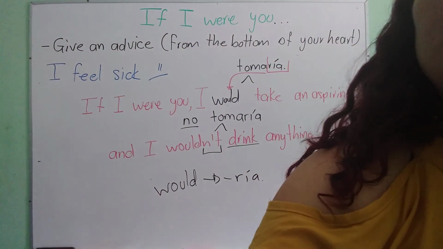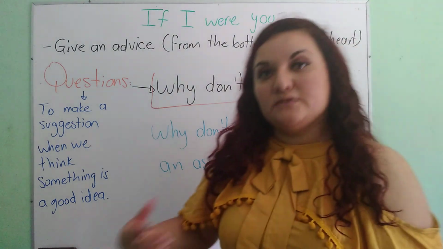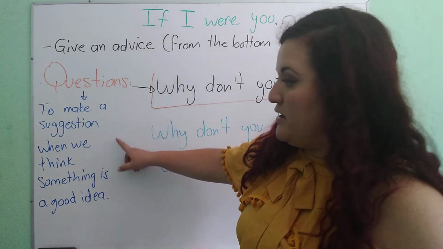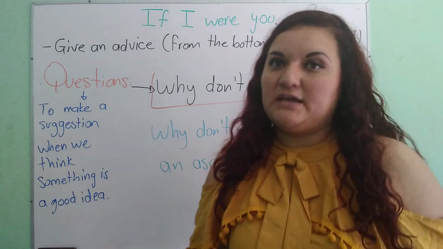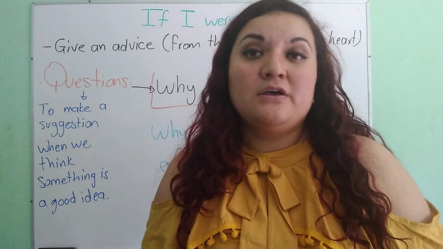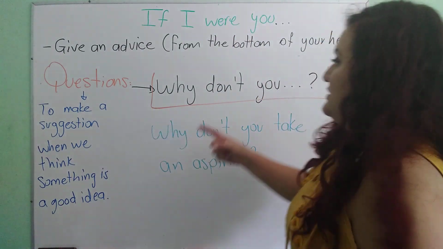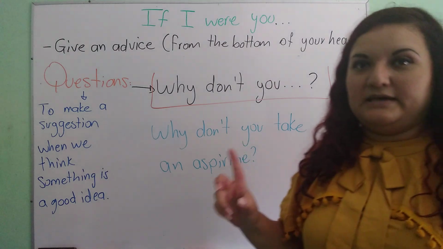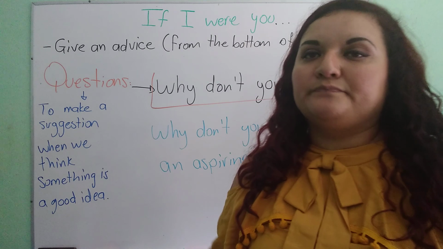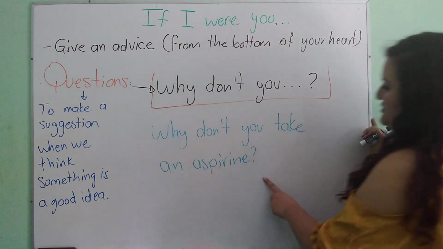I hope no. And now for questions. If we are going to use if I were as a question, is because you want to make a suggestion when we think that something is a good idea. Cuando tú crees profundamente que lo que estás diciendo puede ser una buena idea para llevarse a cabo, entonces ocupamos la estructura "why don't you", que es esa misma estructura pero en pregunta. Entonces quedaría, por ejemplo, why don't you take an aspirin?